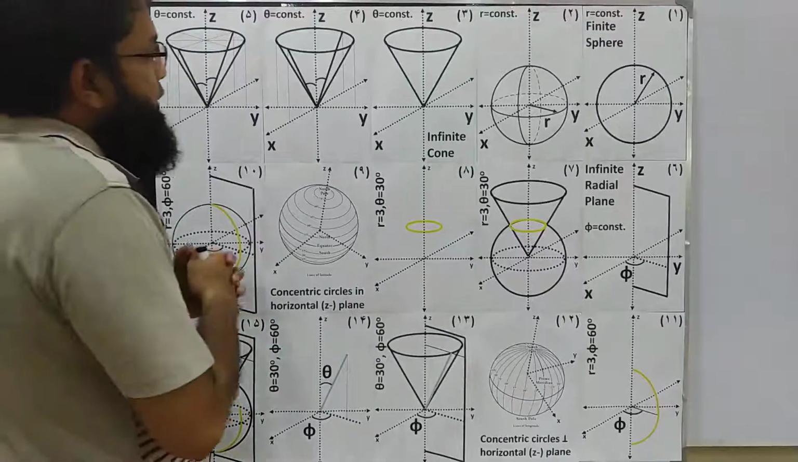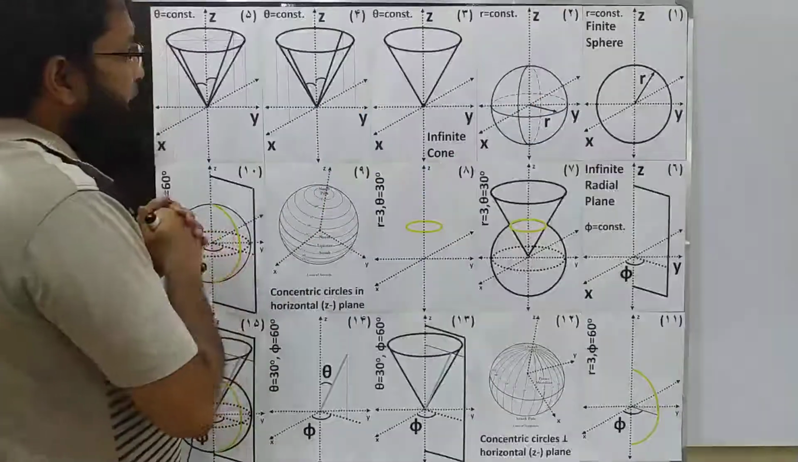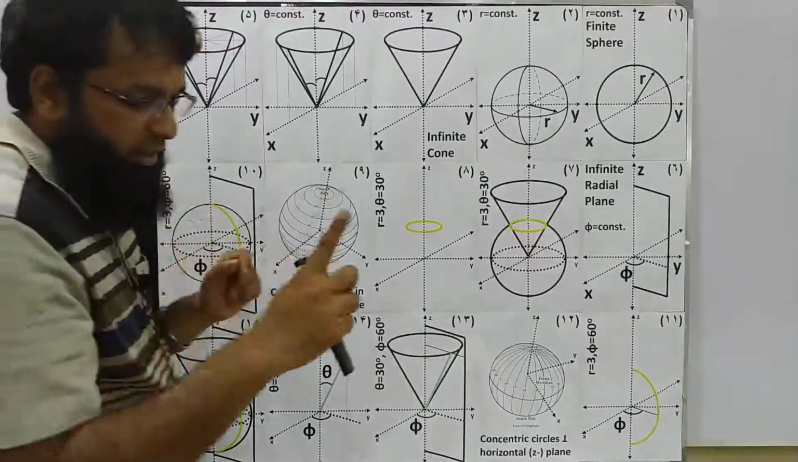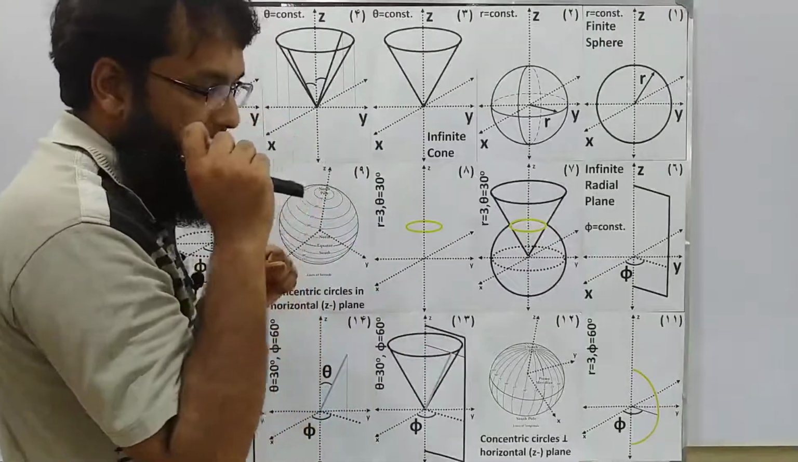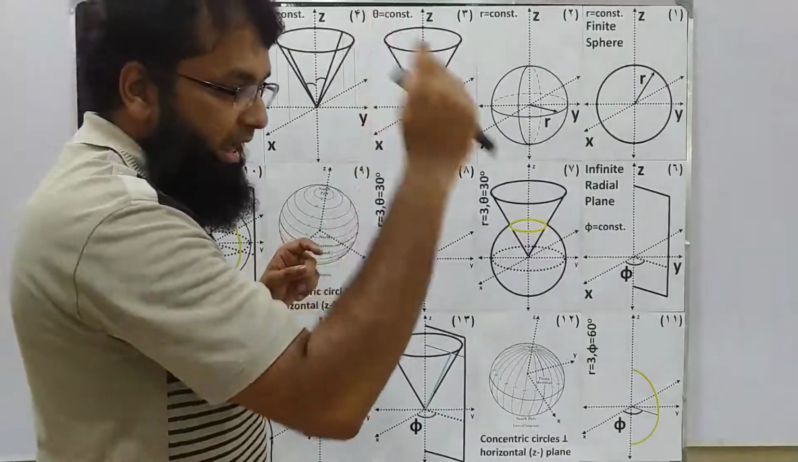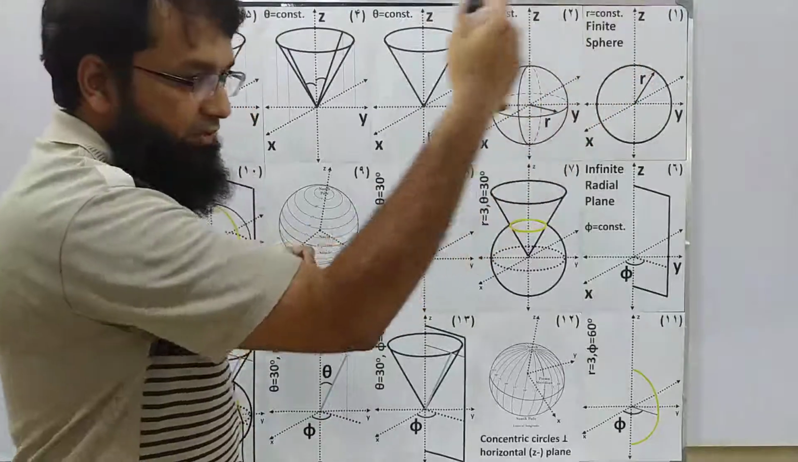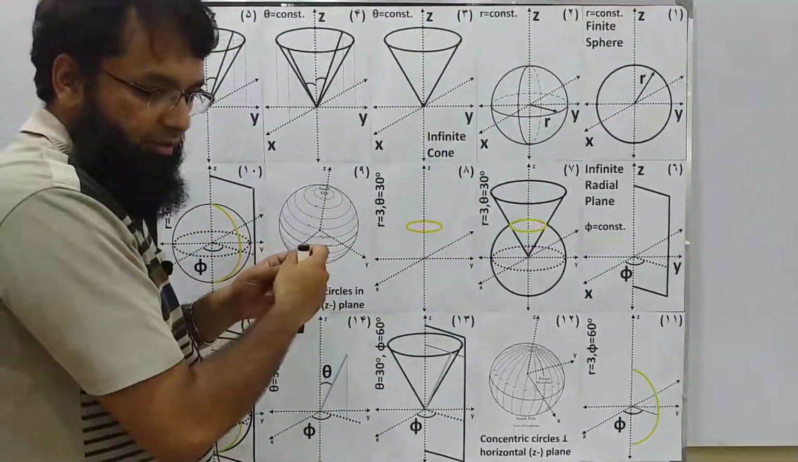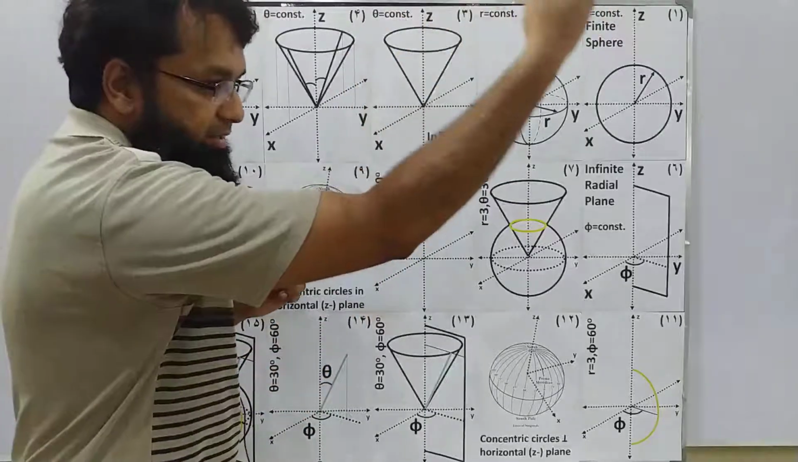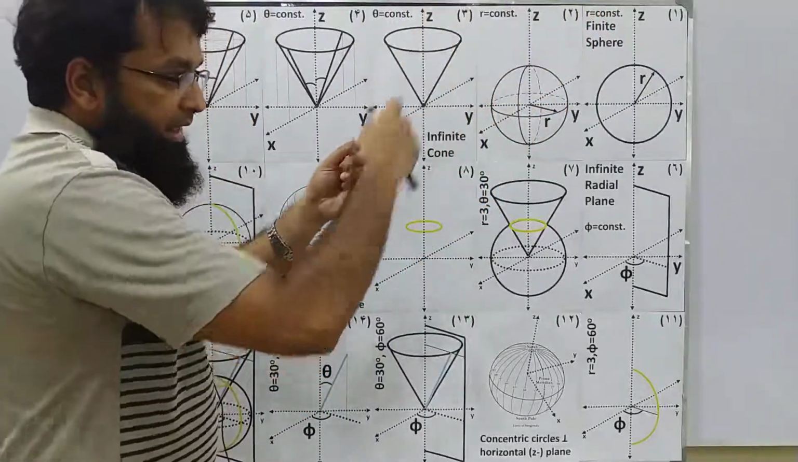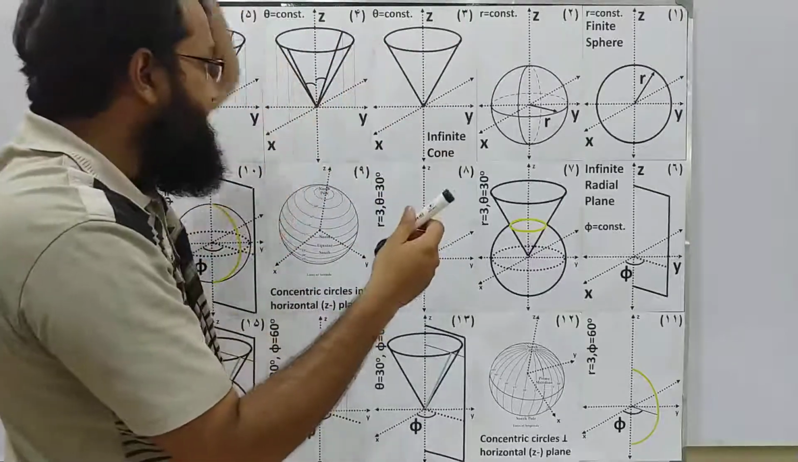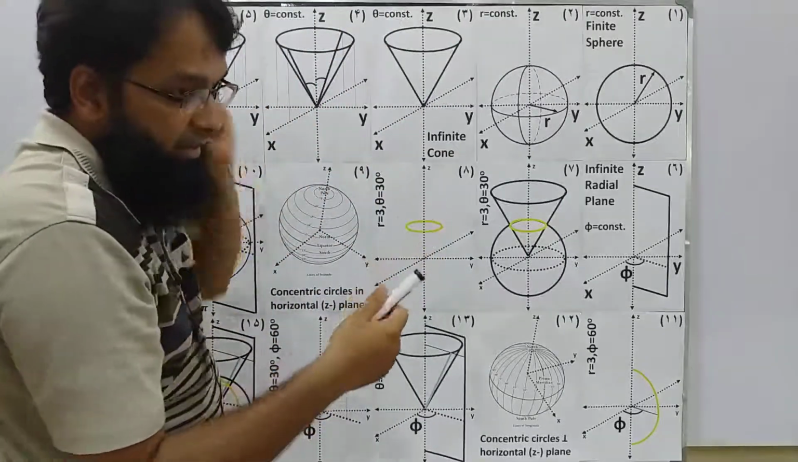So R equals constant is done. Theta equals constant, the second fundamental surface. Theta was what? Theta was the angle of the line which is joining destination from origin. All right, remember, the line joining destination from origin. The angle of that line with respect to the Z axis, or the reference axis, was theta.